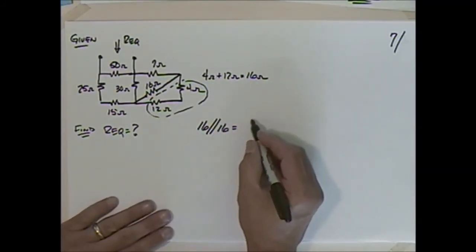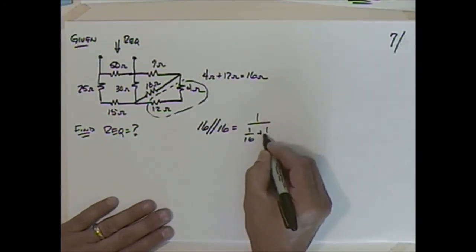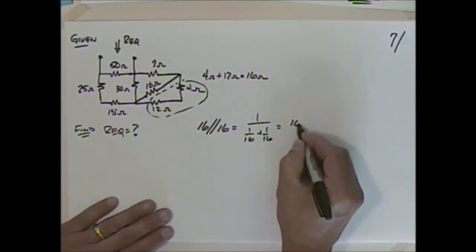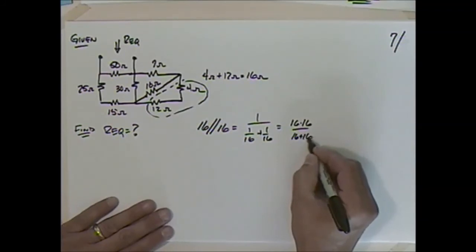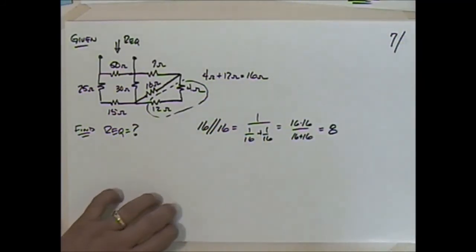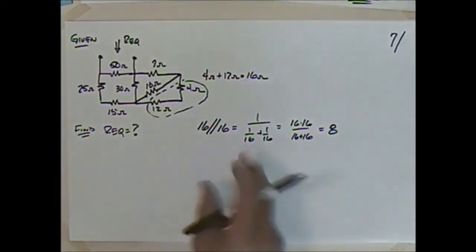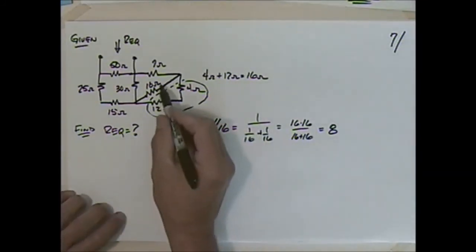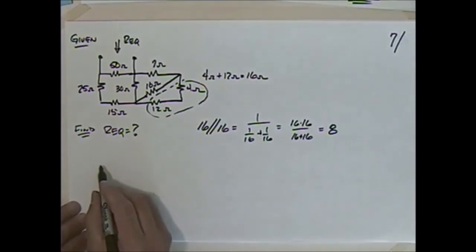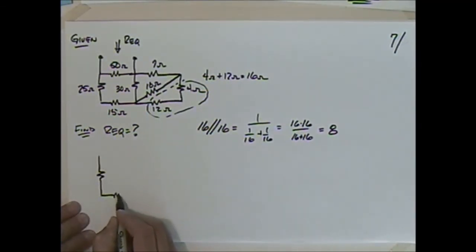Even split, so it's going to be 1 over 16 plus 1 over 16, which would be 16 times 16 over 16 plus 16. Turns out to be 8, however you do that, right? Anytime that it's the same value, it's just going to be half of that. So now I've got 8. Maybe that's worth redrawing. Maybe I should have redrawn it more. Don't be tempted to take too big of steps as you're new to this.